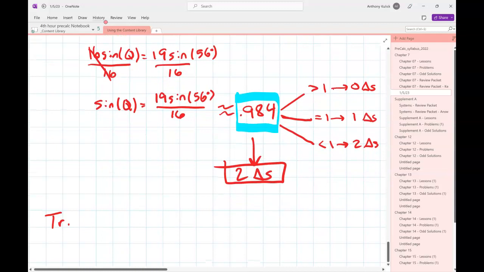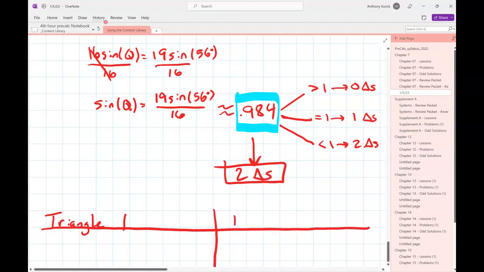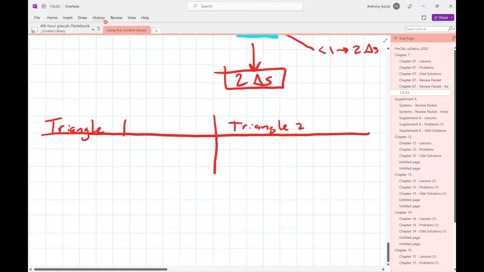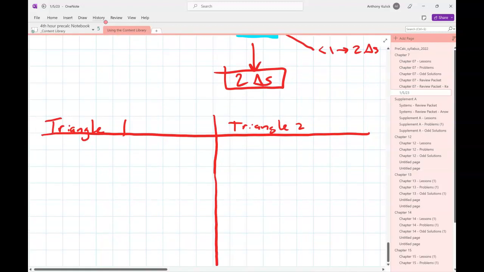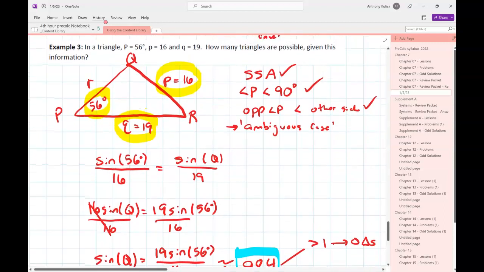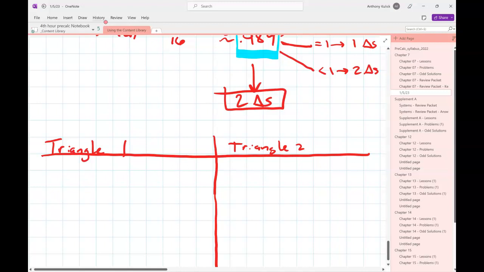In my experience, this is the most difficult thing we do in this chapter. And really, the thing that makes this the most difficult is students keeping track of what information goes where. So we know we're going to be getting 2 triangles out of this. We know we're going to be solving for angle Q, angle R, and side R.